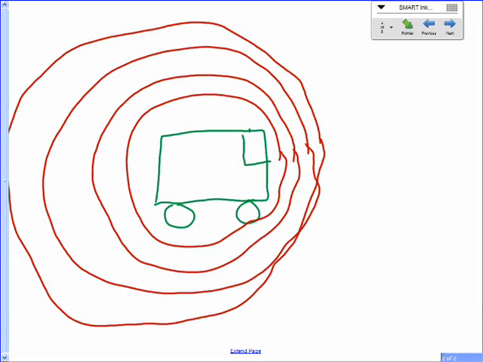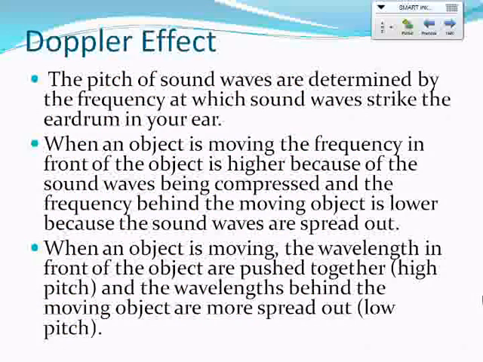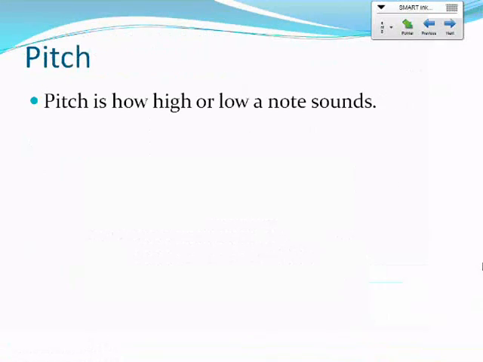So when an ambulance is traveling towards you, you hear a really high pitch. Once an ambulance passes by you, the pitch lowers because behind the ambulance, these sound waves have spread back out. So they have a lower frequency, which means they have a lower pitch. Now, when an object is moving, the wavelengths in front of the object are pushed together. That gives it the high pitch, and the wavelengths behind the moving object are more spread out, which gives it a low pitch.